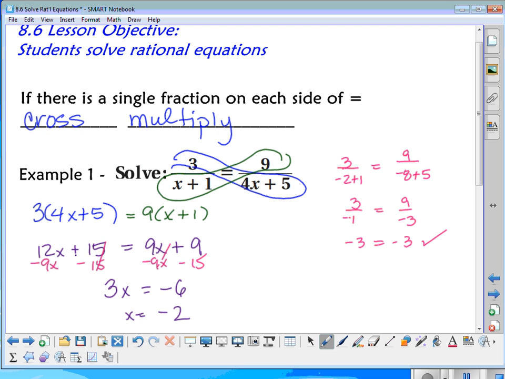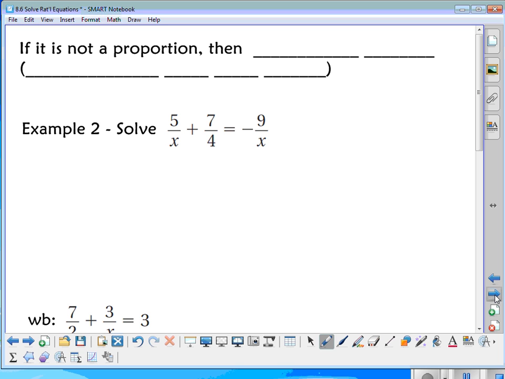So these are pretty straightforward. You just got to make sure you distribute correctly and don't make any silly math mistakes. Okay, so any questions on those? Okay. All right. Now for the ones that are a little bit more complicated.